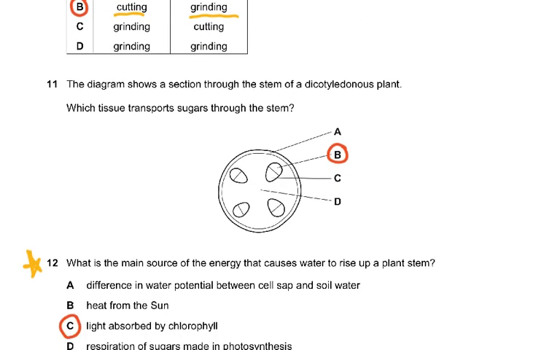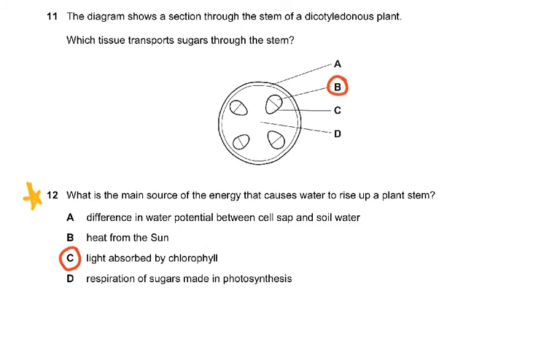Question 11. The diagram shows a section through the stem of a dicot plant. Which tissue transports sugars to the stem? Basically, they want you to know which is the phloem. And the phloem, as you all remember, in the stem is on the outside. So the phloem is on the outside, and this is a stem. In the root, of course, it is different, but in the stem it is this way.